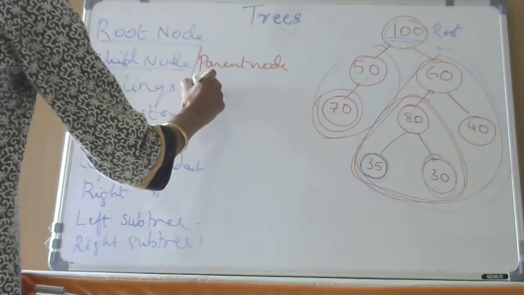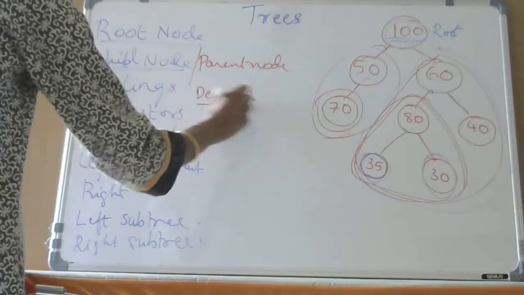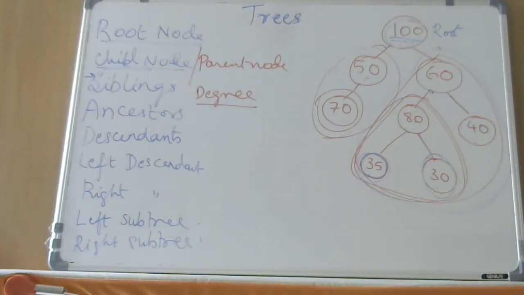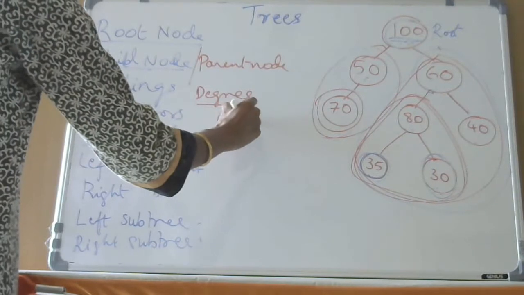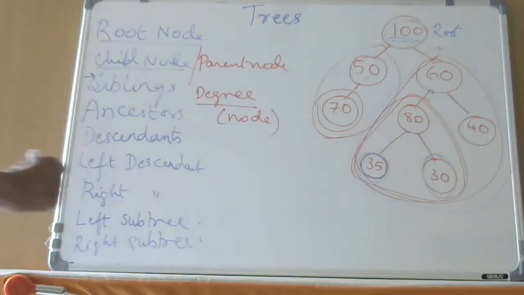Next we will see what the degree of a tree is. The number of subtrees of a node is called its degree. Degree is not with respect to the tree, it is with respect to a node. Degree of a node: the number of subtrees of a node is called its degree.